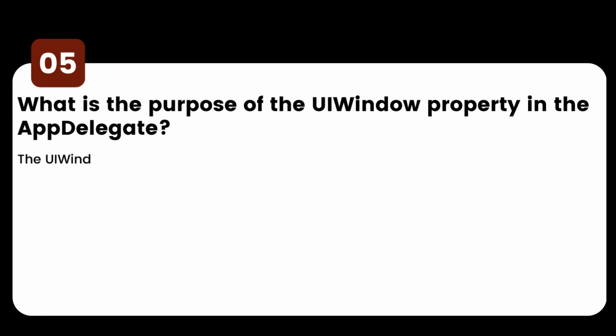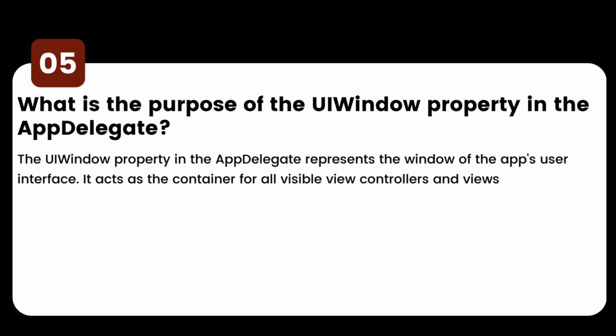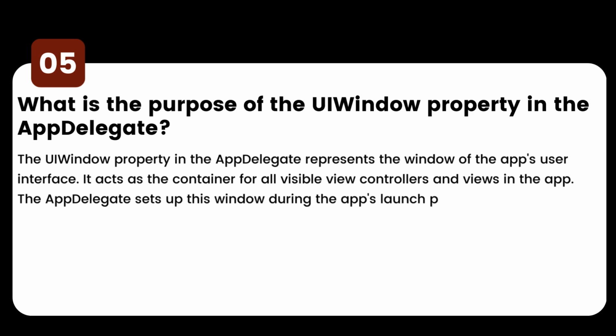What is the purpose of the UIWindow property in the app delegate? The UIWindow property in the app delegate represents the window of the app's user interface. It acts as the container of all visible views and view controllers in the app. The app delegate sets up the window during the application launch process and manages its configuration and presentation.